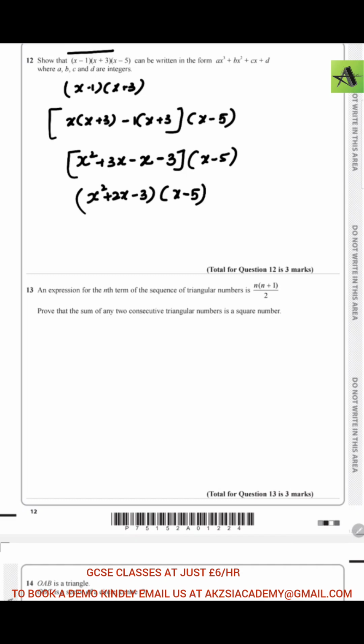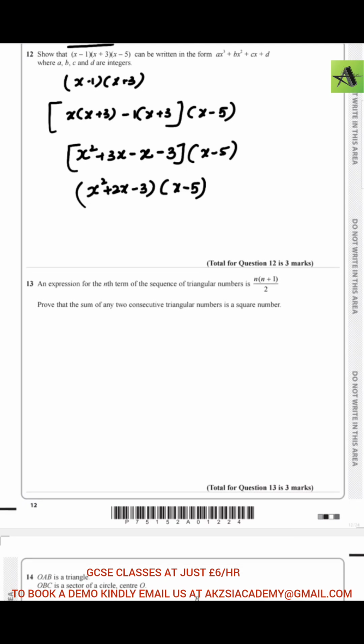Now again we have to multiply. So now again we have split it into two different brackets. So we have to multiply every term of the first bracket with the second bracket. So this would be x squared times x minus 5 plus 2x times x minus 5 and minus 3 times x minus 5. I have multiplied every term of the first bracket with the second bracket.